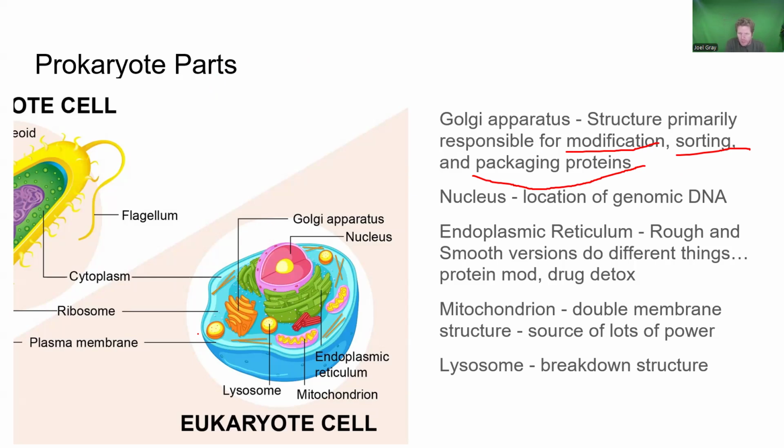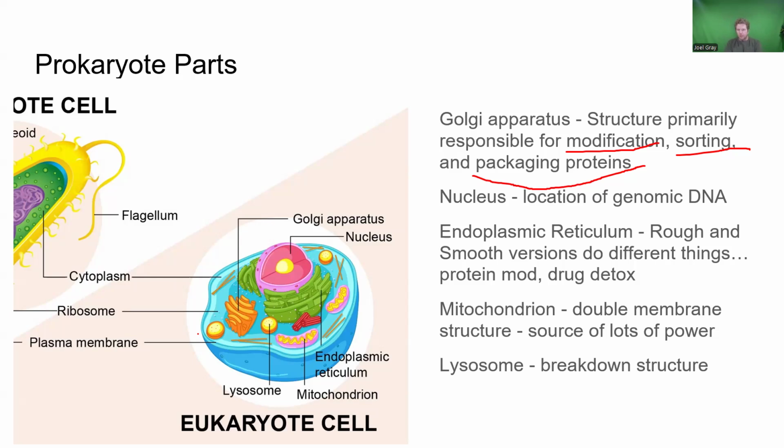The nucleus is akin to the nucleoid in the sense that it's where genomic DNA is stored, but it's more defined because it's going to have a membrane, whereas the nucleoid does not. The endoplasmic reticulum, also known as the ER, there are two variations or two versions of this. There's the rough ER or rough endoplasmic reticulum, and then there's the smooth ER. These do different things. They modify proteins, and they're also involved in drug detoxification.